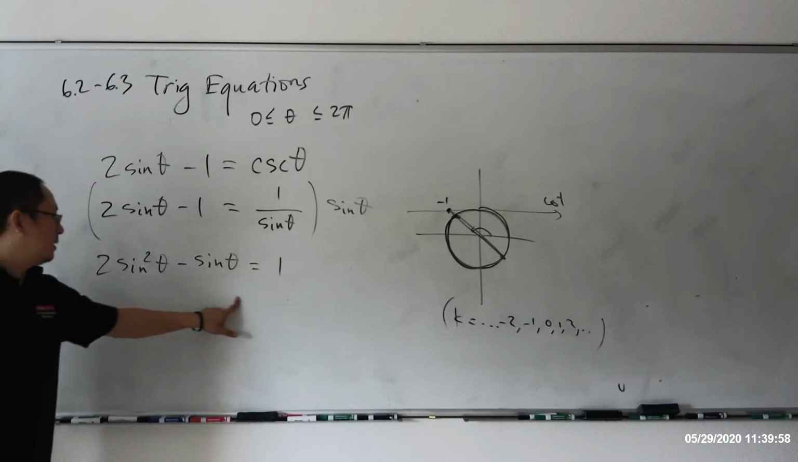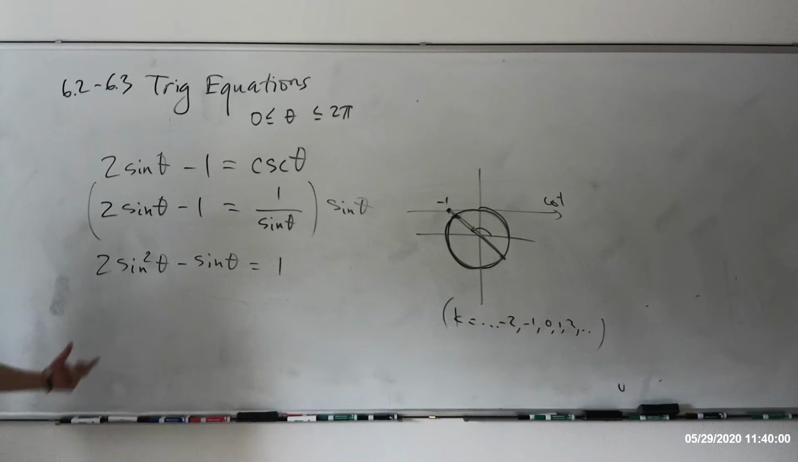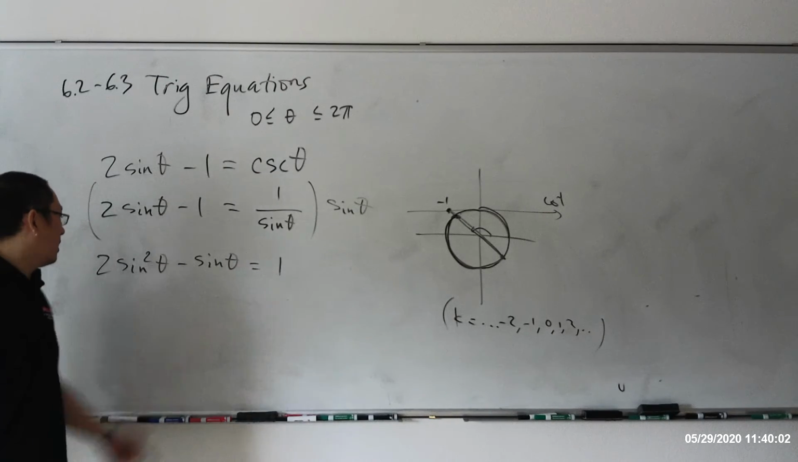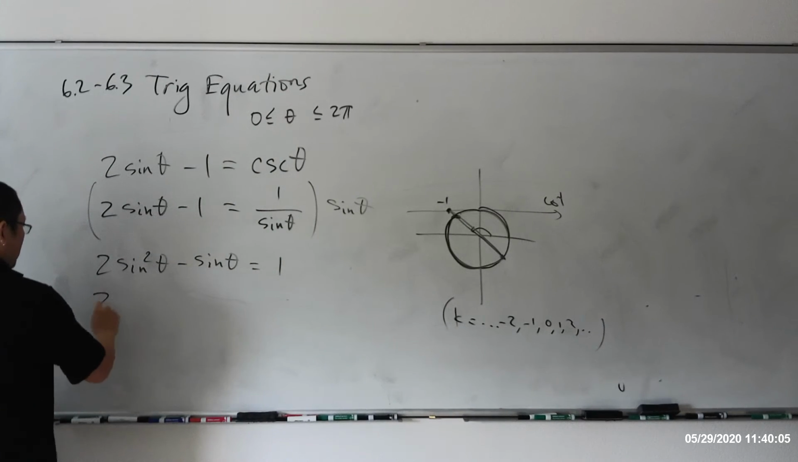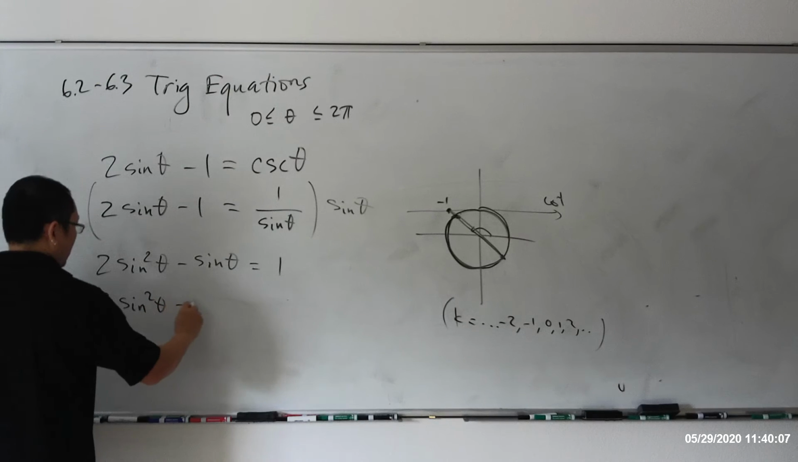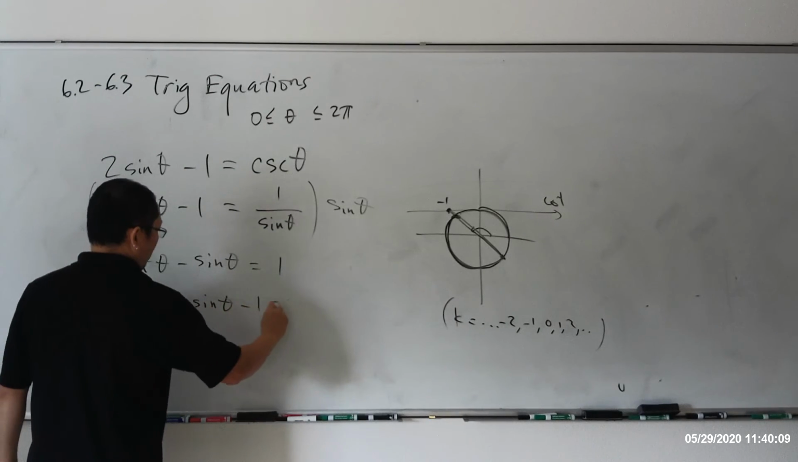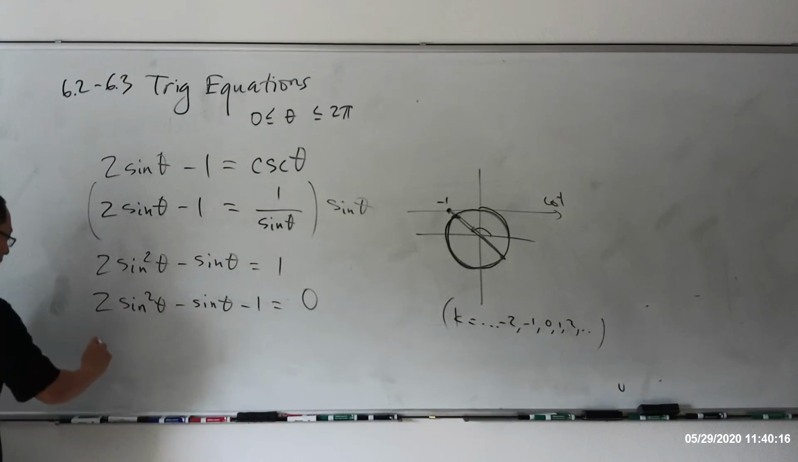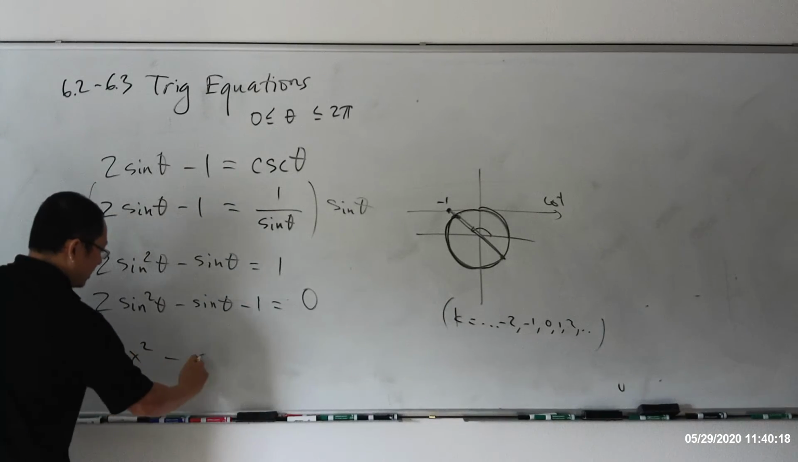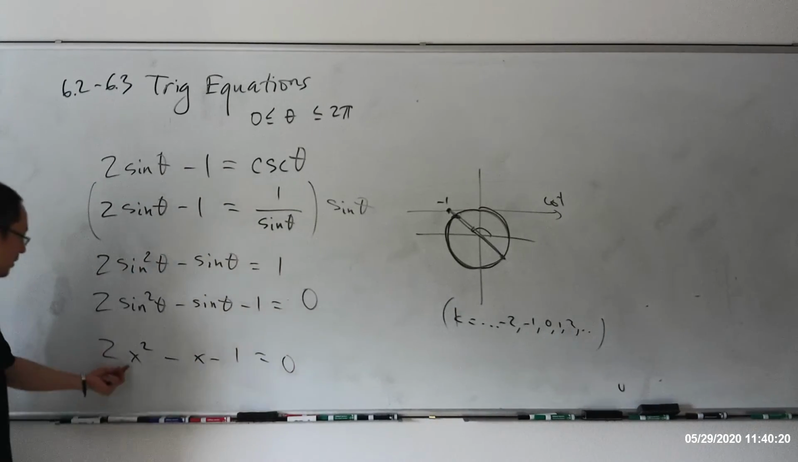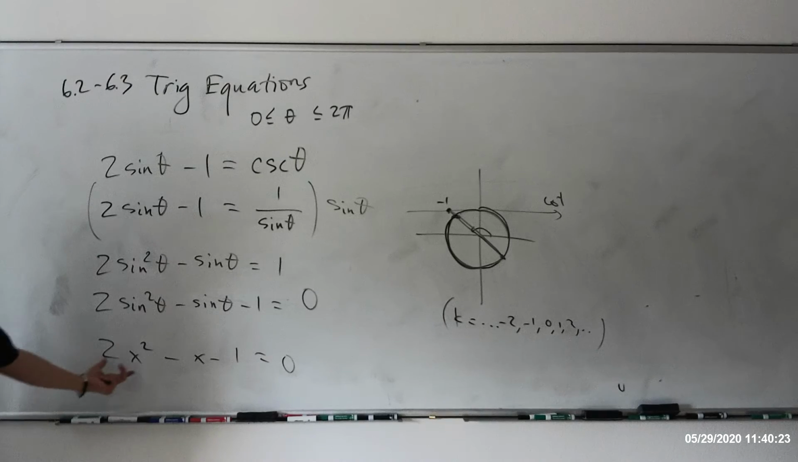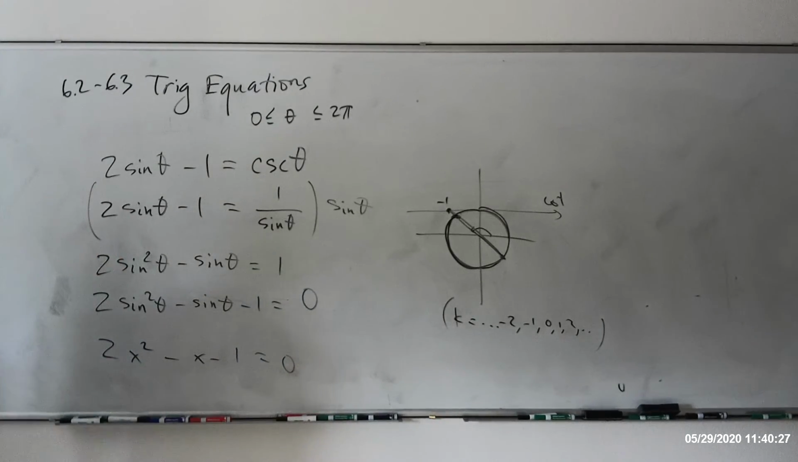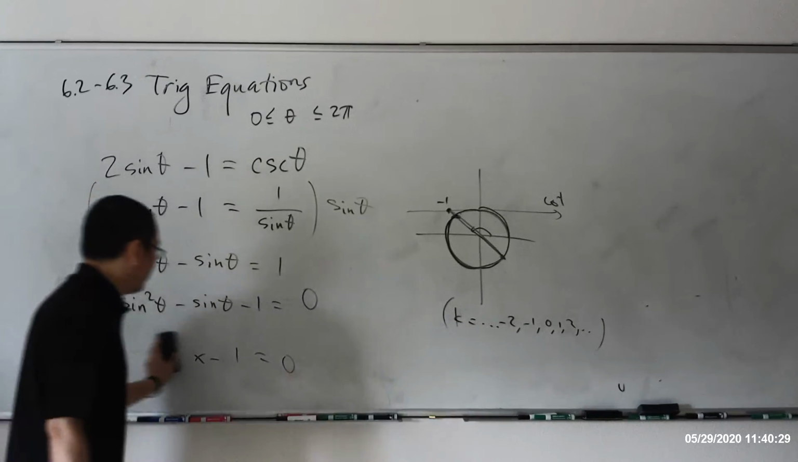Now I have this, and I see that I have a quadratic, right? Sine squared, sine, and 1, so what? Bring everything to one side. 2 sine squared theta minus sine theta minus 1 equal to 0. You think of the whole thing, sine theta, as a variable, kind of like 2x squared minus x minus 1 equal to 0, where x equals sine theta. Okay, so you can either factor or you can use the quadratic formula to solve. But I think this one is factorable, so let me factor.